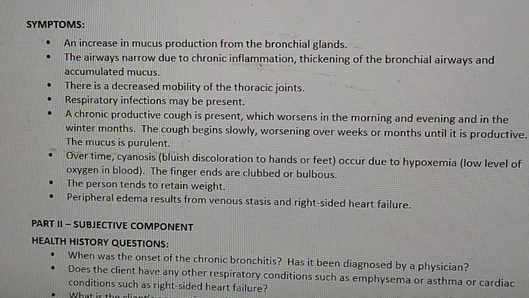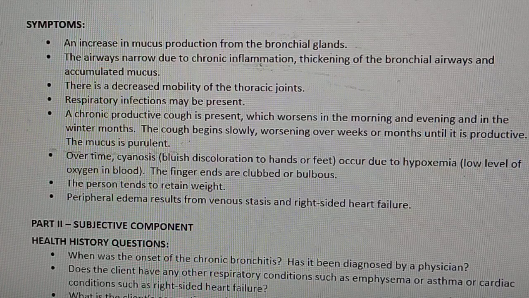For the symptoms, there's an increase in mucus production from the bronchial glands of the bronchi. The airways narrow due to chronic inflammation, so the inflammation has been there for a long time. There is thickening of the bronchial airways and accumulated mucus. There is also decreased mobility of the thoracic joints, located in the posterior rib cage area, the thorax, posterior and anterior rib cage.